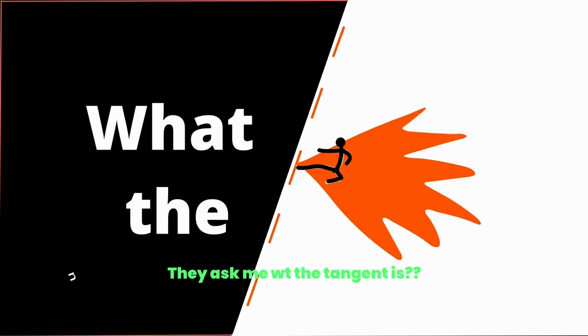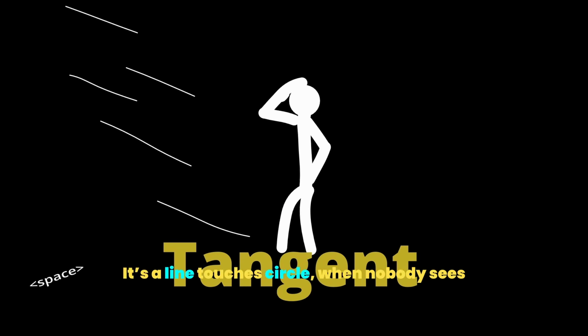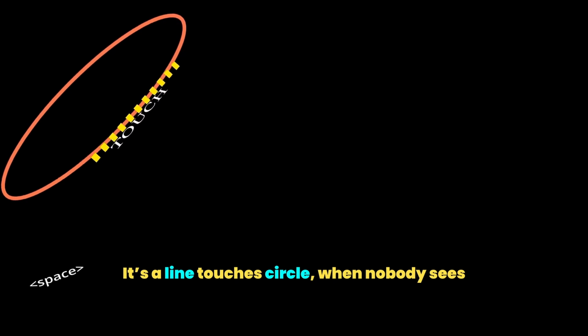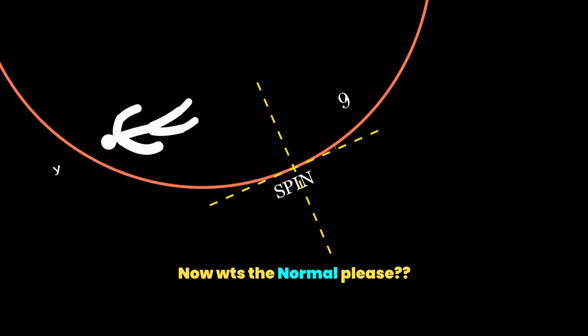They ask me what the tangent is. How do I find it, G's? It's a line touching the circle when nobody sees. Now what's the normal, please? Spin the tangent 90 degrees. Don't worry about what's missing in the script.